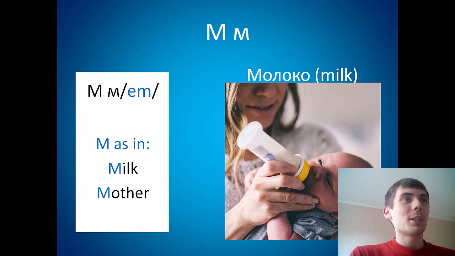And we are going to continue with the next letter, which is М, as in milk, mother. So it's a perfect letter, because we write and we pronounce it just the same as in English. Example for you in Ukrainian: молоко.